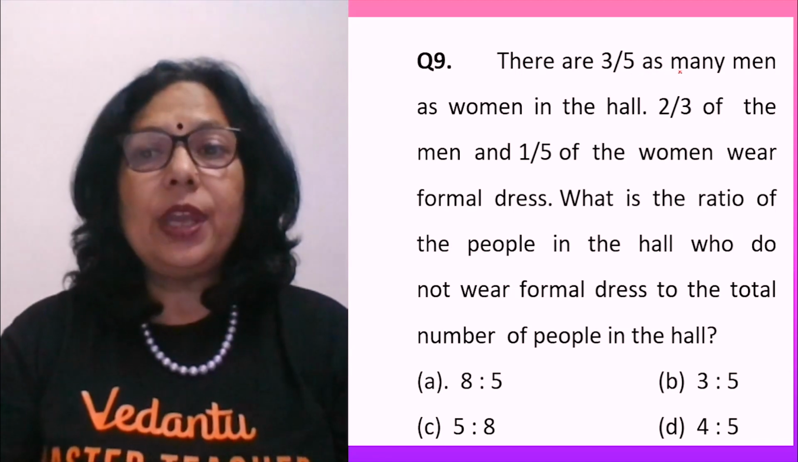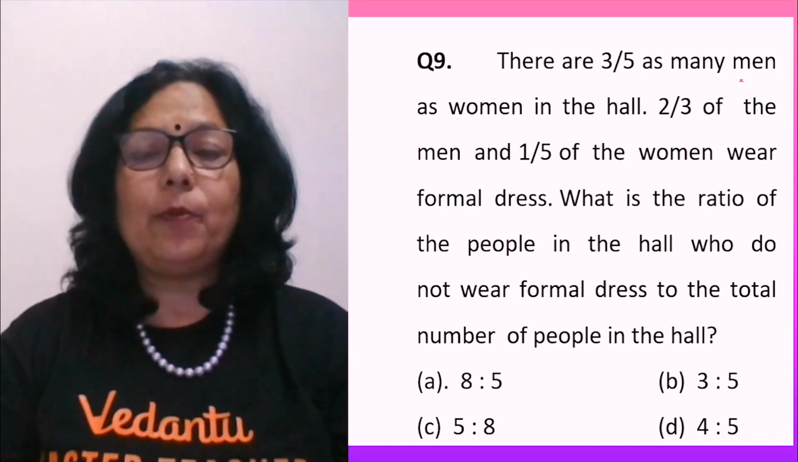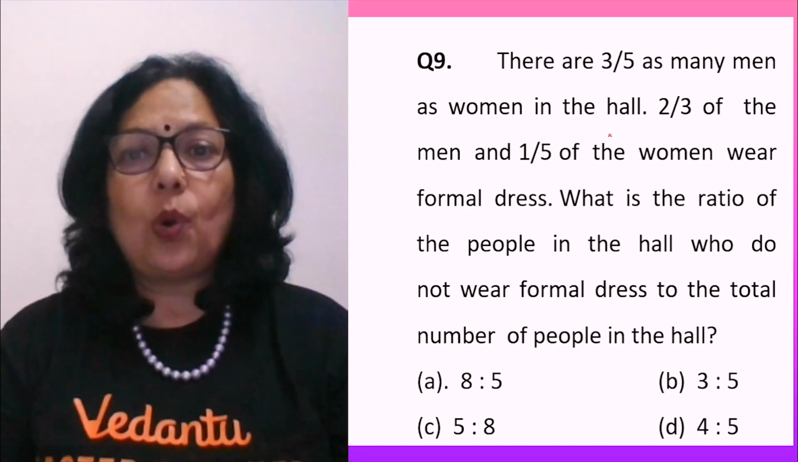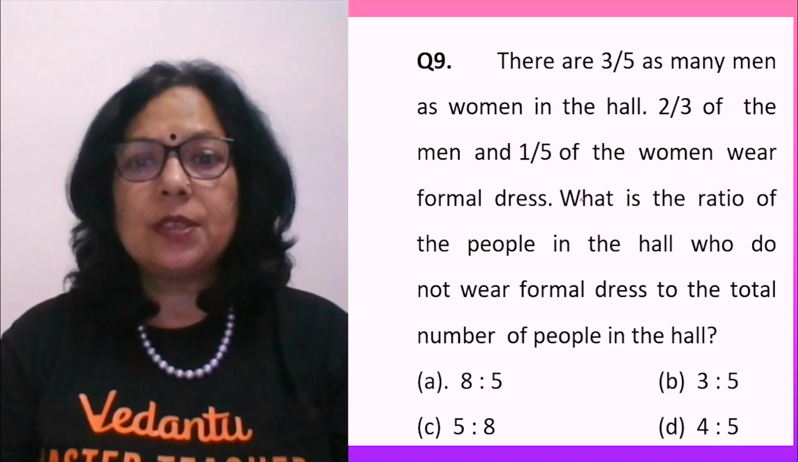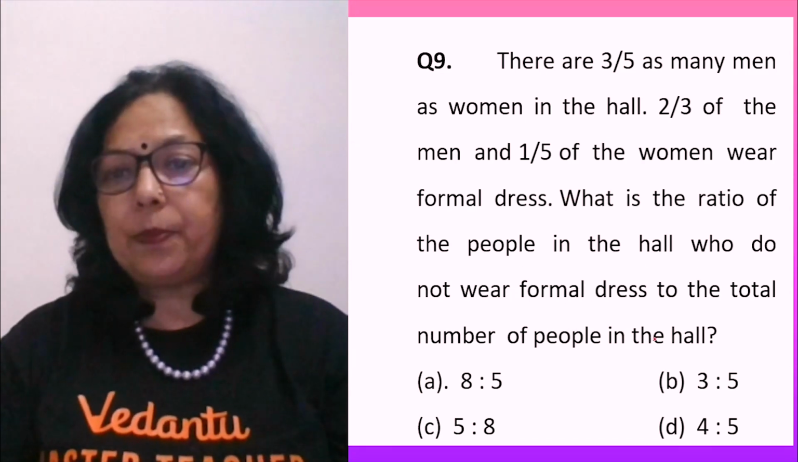Next comes question number 9. There are 3 by 5 as many men as women in the hall. 2/3 of the men and 1/5 of the women wear formal dress. What is the ratio of the people in the hall who do not wear formal dress to the total number of people in the hall?